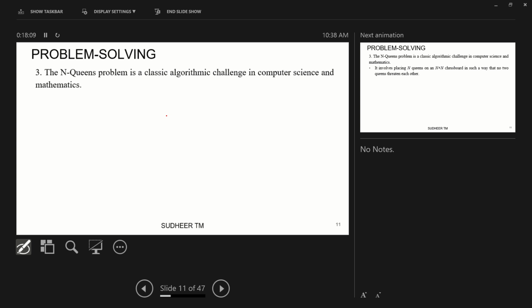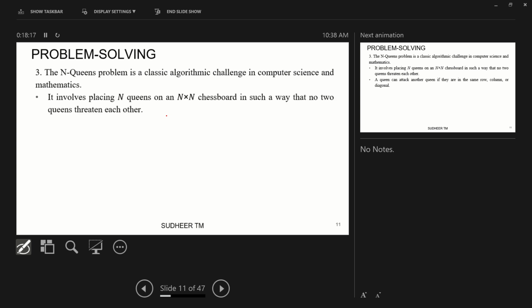But when it comes to the software side, we have to check how we can check. Okay, so it involves placing n queens on an n by n chessboard.